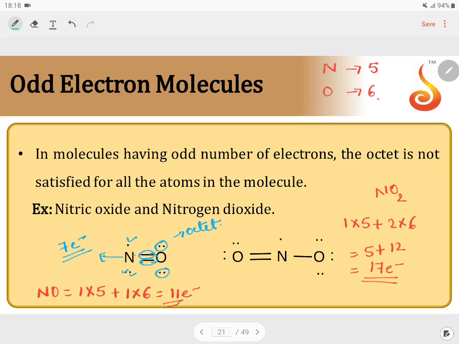Similarly, consider NO2. One oxygen has 8 electrons. If you consider the other oxygen, 2, 4, 6, 8, also 8 electrons. But the central nitrogen atom has 2, 4, 6, 7 electrons. In this case it is an incomplete octet and it also has an odd number of electrons.